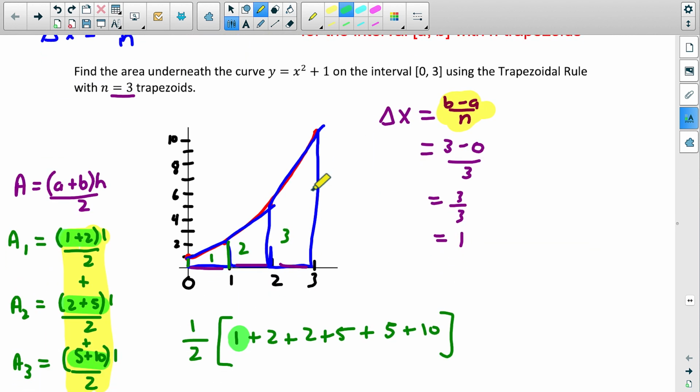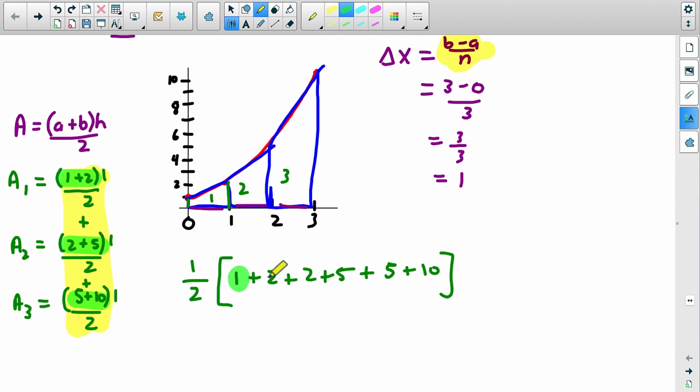Why do you have to go 2 times that? Because look, there's 2 of them, one here and one here. Right? It's the right hand side of this trapezoid, number 1, and it's the left hand side of this trapezoid, number 2. That's why it shows up 2 times.